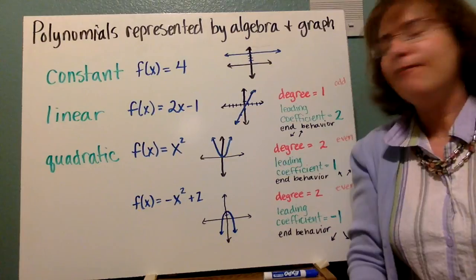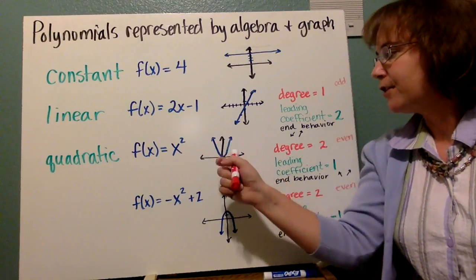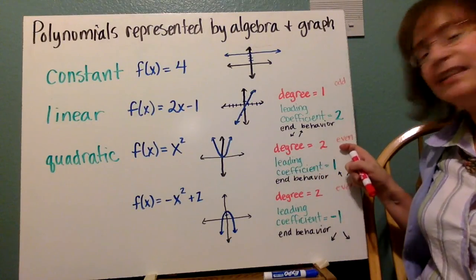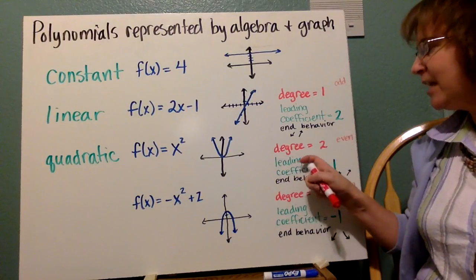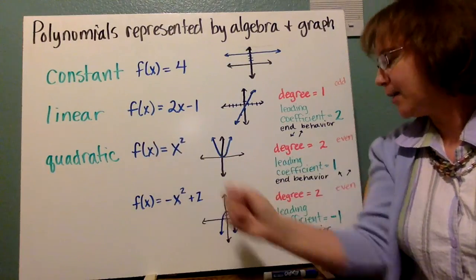A quadratic. So f of x is equal to x squared. That's our pretty basic one. We've got the vertex at 0, 0. It's a degree 2. Notice it's an even degree. That's going to be important a little bit later. And the leading coefficient is 1. Even though there's nothing written there, it's an implied 1.